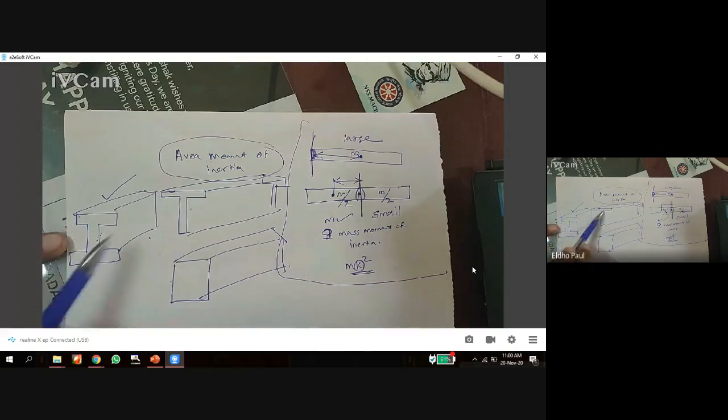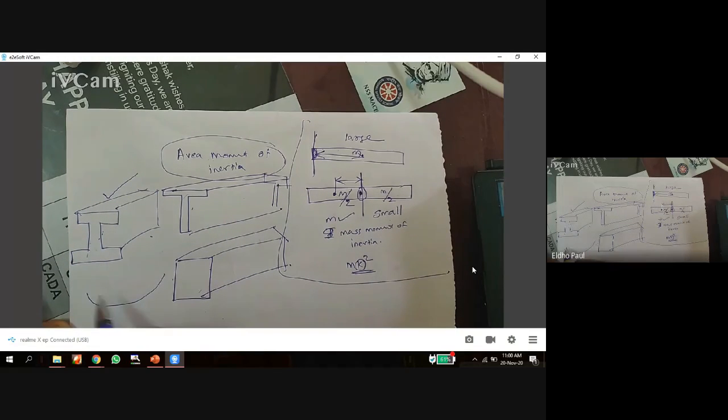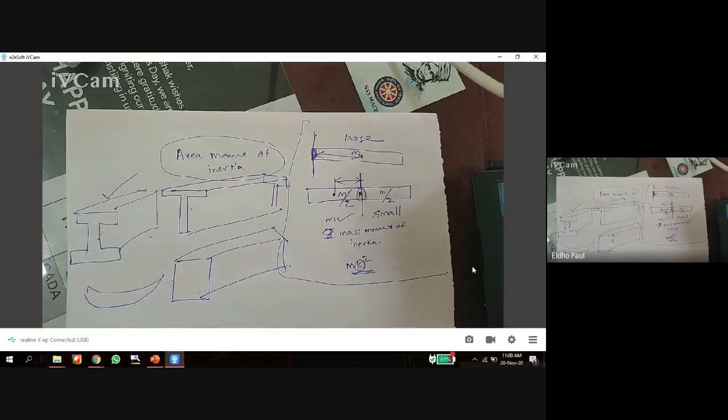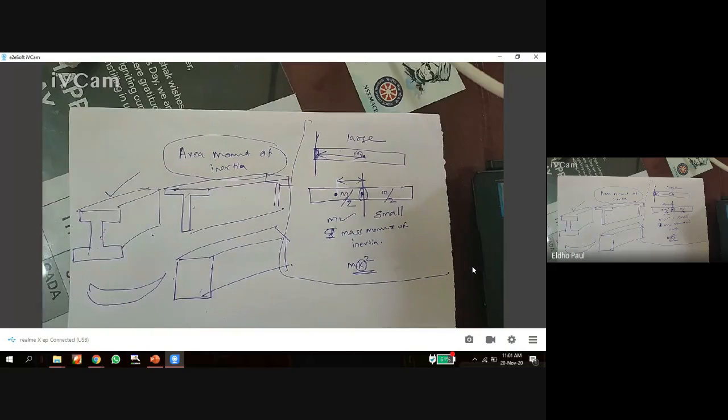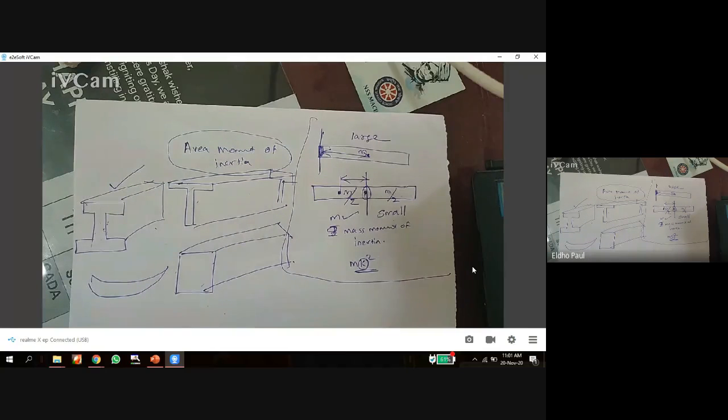So when we take different cross sections, the I section offers more resistance against bending. So it is very difficult to bend a cross section with the I beam. This cross section offers more resistance than these two. So we can say the area moment of inertia of this cross section is higher than that of these two cross sections. You will study about this in the next module on beams. So that is about area moment of inertia.